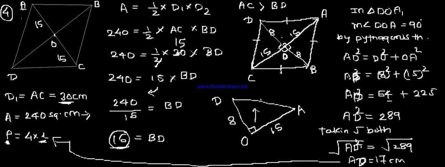So study these two sums. These are extremely important sums, and as I told you, there are two common steps we need to do in both the sums. One is applying the Pythagoras theorem, right? And second is making halves of the diagonals, right? Okay, so try by yourself.